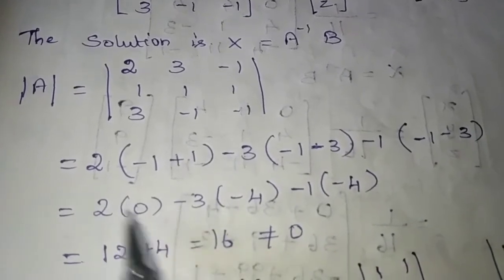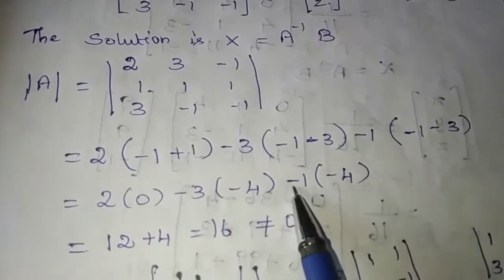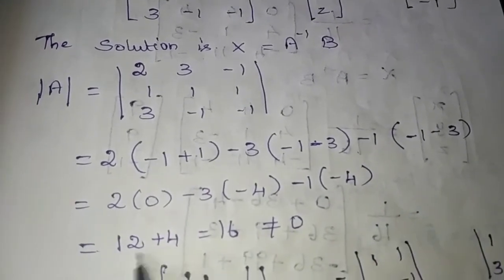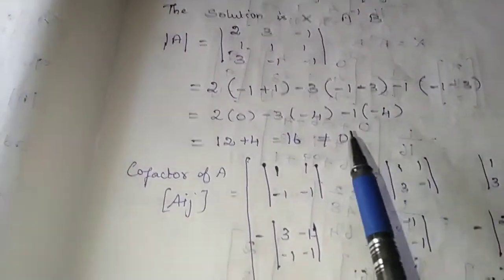Now this value equal to 0. Here minus 12, minus 3 into minus 4 plus 12. Here minus 1 into minus 4 plus 4. This is equal to 16, not equal to 0. Next we want to find adj.